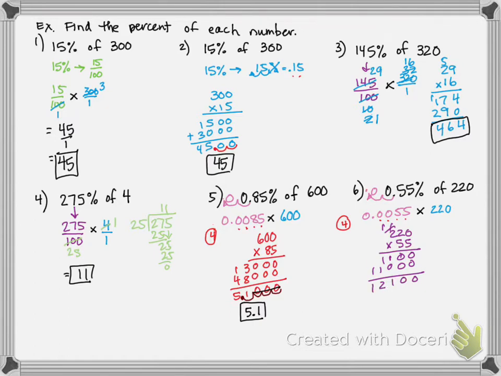But now we got to remember to move that decimal point. So we're going to go 1, 2, 3, 4. We're going to eliminate those extra zeros, and my answer is going to be 1 and 21/100ths.